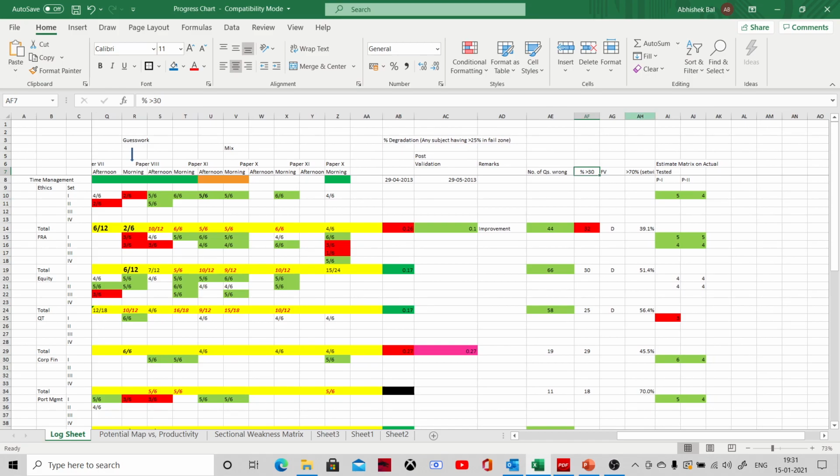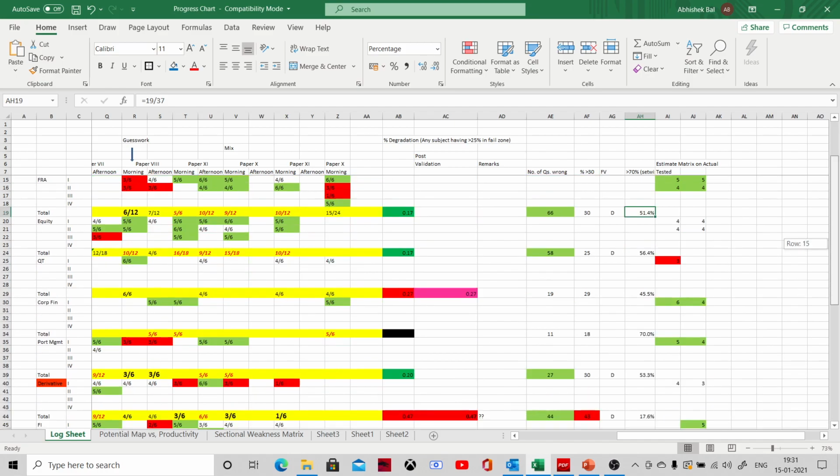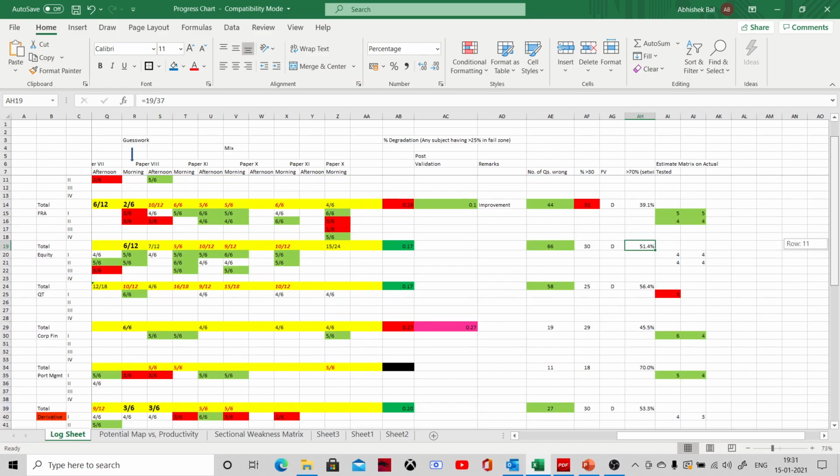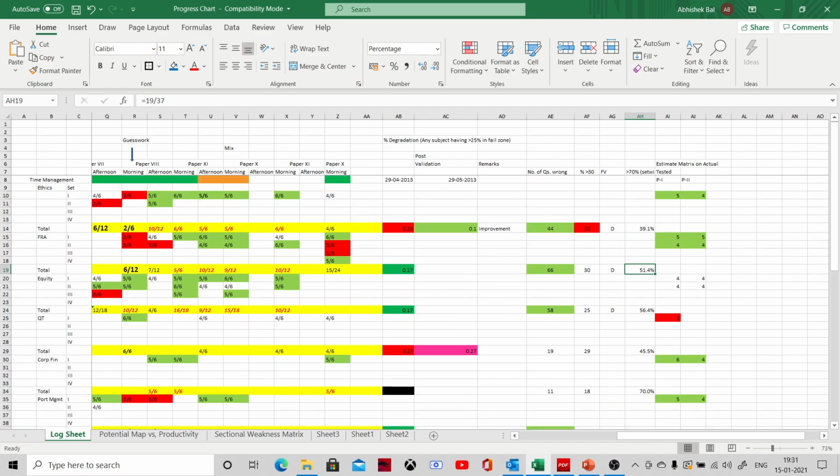And look at this column, the column AH. The column AH marks those areas where I had consistently scored more than 70%. So how many item sets did I do more than 70%? That's almost 40% here in ethics. In FRA, 50% above I have had more than 70%. Please understand, I'm not including the ones wherein I have only got 70%.